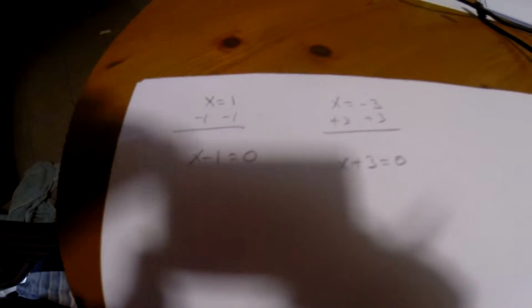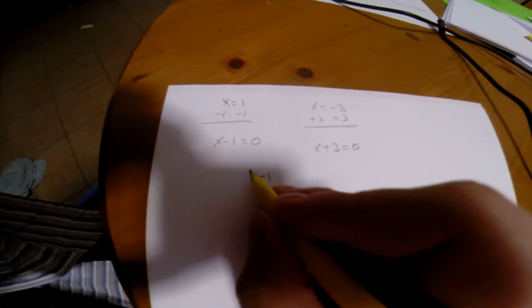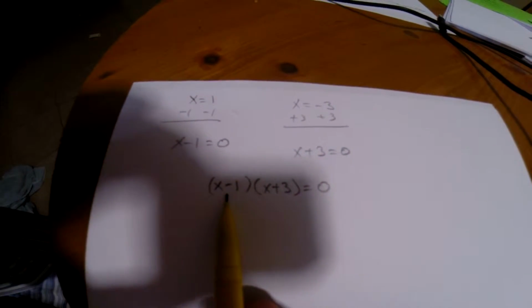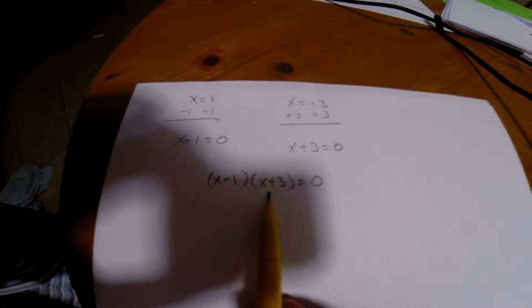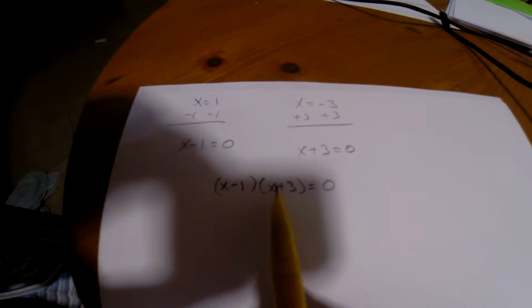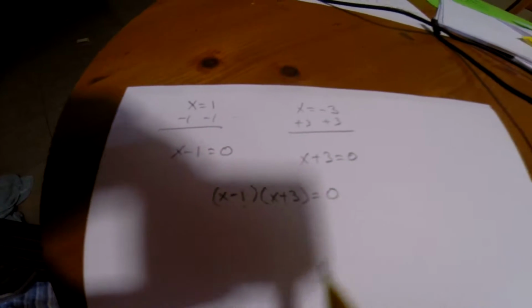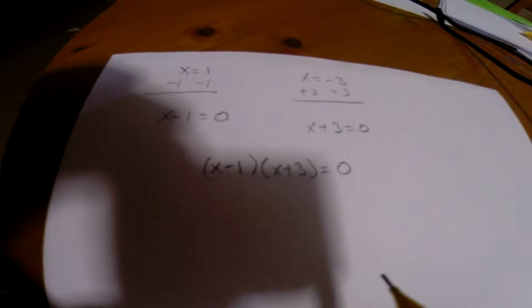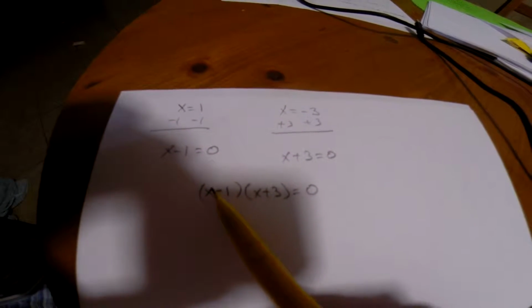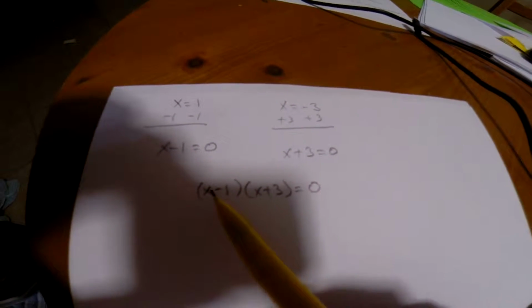So if both of these are equal to 0, then I can say x minus 1 times x plus 3 equals 0, right? Because if this is 0, 0 times whatever this is is 0. And if this is 0, 0 times whatever this is going to be 0. So together, the product is going to be 0. And then, how do you solve it? You FOIL. FOIL stands for first, outer, inner, last.